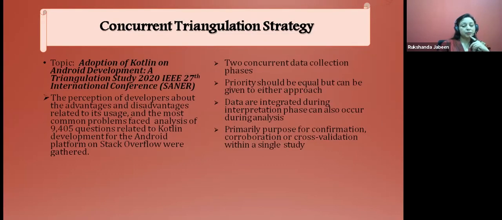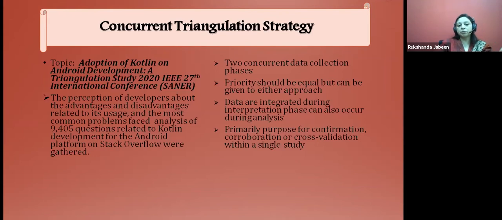Because it's concurrent, there is no priority for any strategy or method to come first. It can be quantitative or qualitative, but they're done at the same time. On the adoption of Kotlin for Android development, a triangulation study was conducted and reported at an international conference. It looked at developers' perception of the advantages and disadvantages related to its usage, and the most common problem phase analysis.